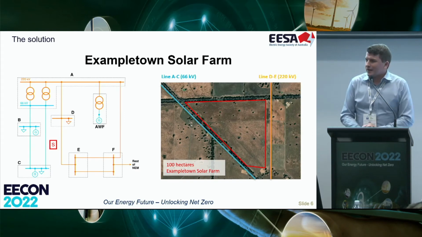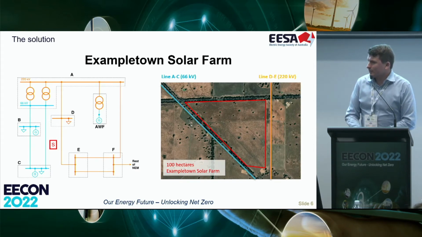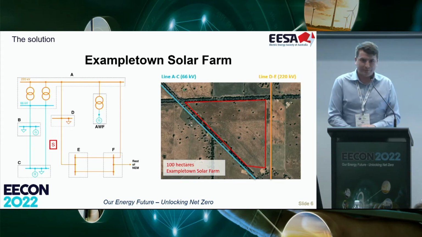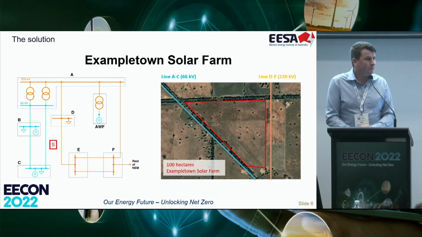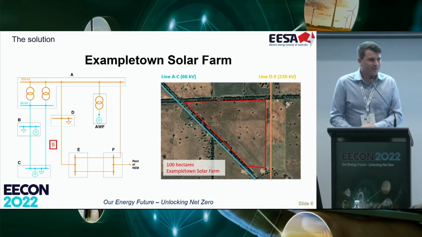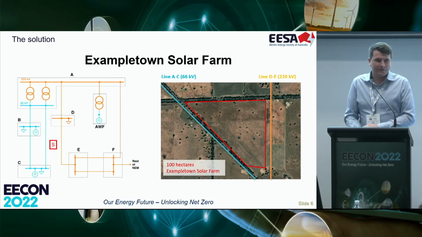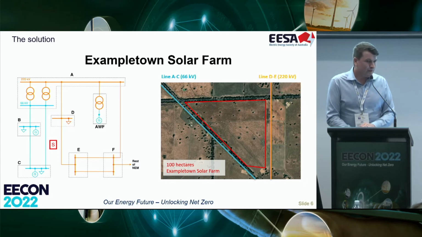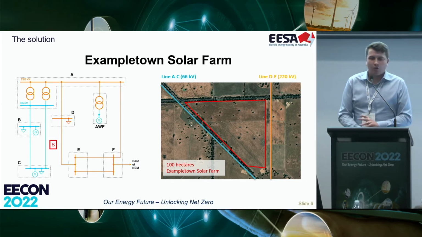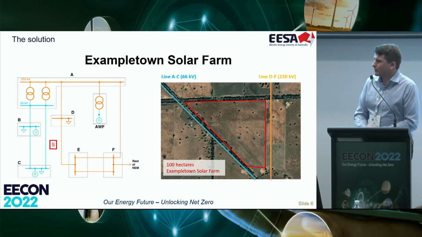So first of all, we're going to start with the aptly named example town solar farm. It's almost like this was made up for the presentation, given it's exactly 100 hectares. I love it when engineering stuff works out the way you expect. And we've got this beautiful single line diagram, which I made up. So the square S is roughly where on the single line diagram example town solar farm sits.